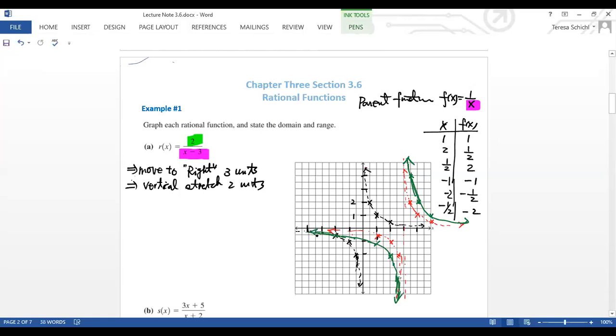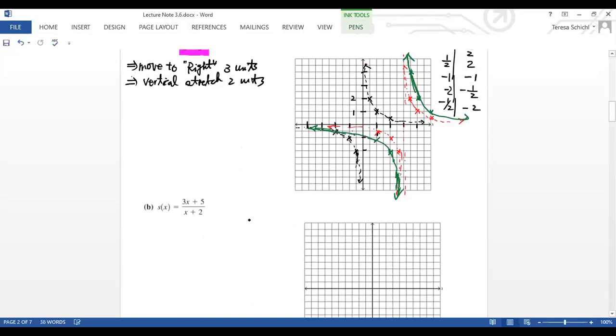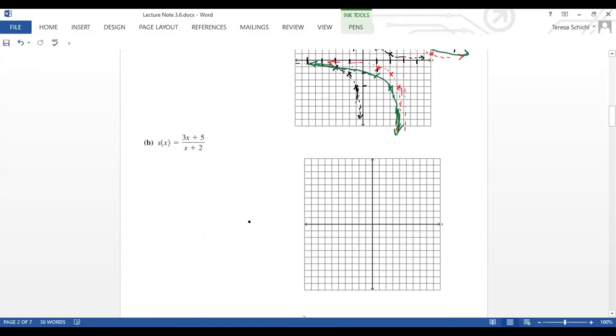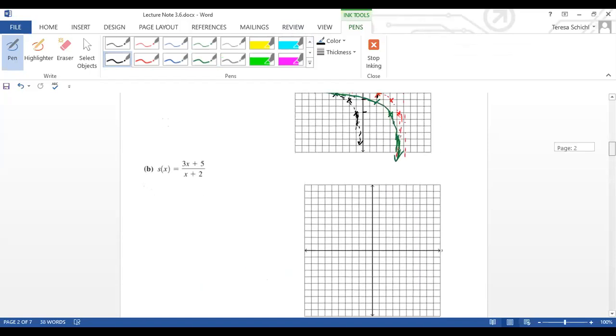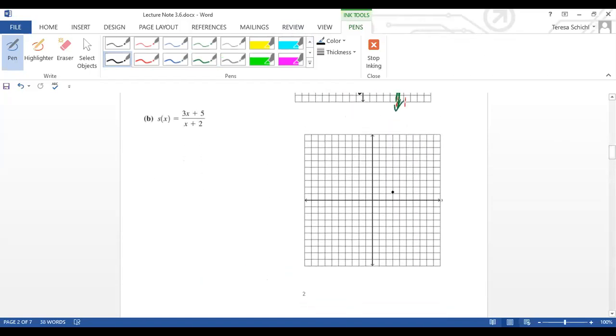This is how we use the parent function and try to graph it. Okay, now let's take a look at the second one here. The second one is (3x plus 5) over (x plus 2). So I'm still first going to plot my parent function. Just like we did before, let's make these marks 1, 2, 3, 4. It's easier to see 1, 2, 3, all right? So this is 1, 2, 3. All right, so this is 1, 2, 3.